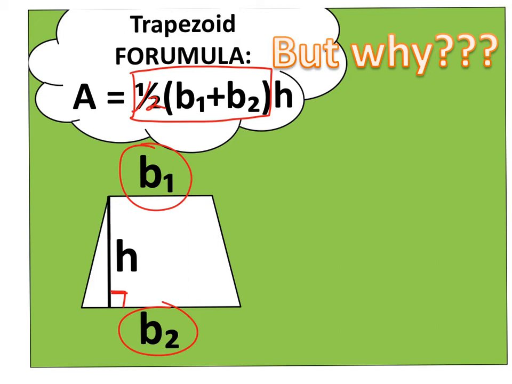So don't get freaked out by this ugly formula. Just know you're averaging the 2 parallel sides. Those must be parallel. Do not use these slants at all. They are not parallel to each other.